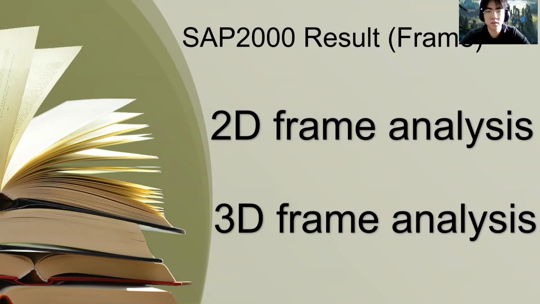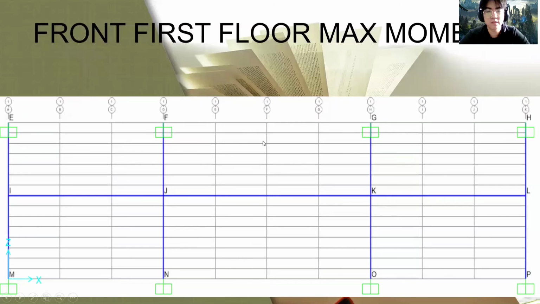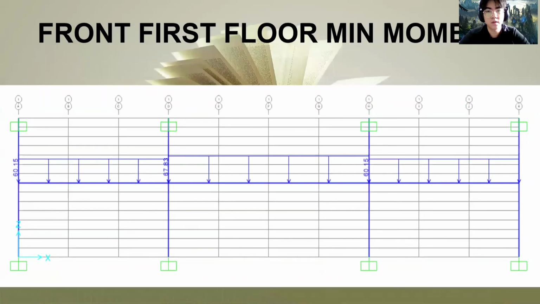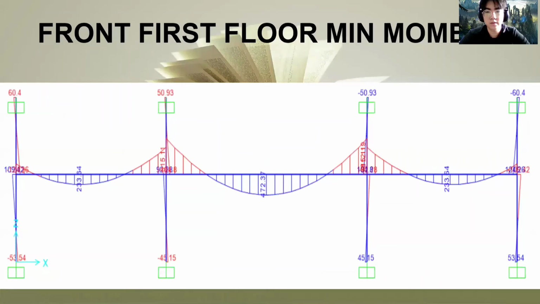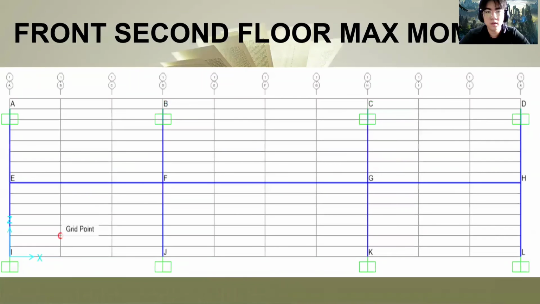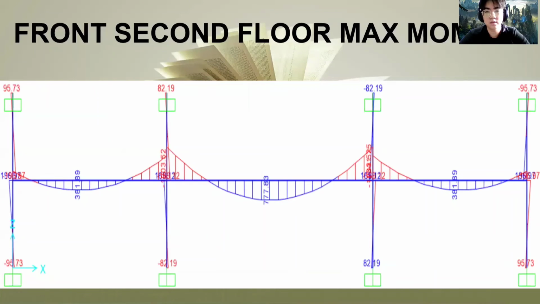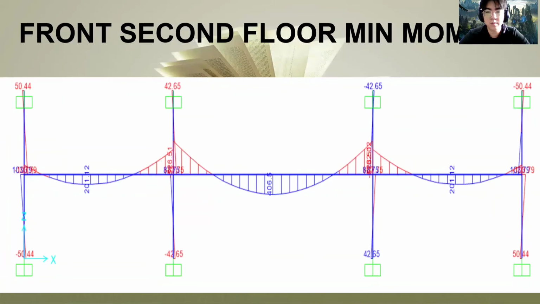Today I will talk about the SAP 2000 results for the 2D and 3D frame, and then I will compare the percentage error with the manual calculation. Firstly, this is the front view first floor maximum moment. This is the minimum moment. This is the front view second floor maximum moment. This is the minimum moment.